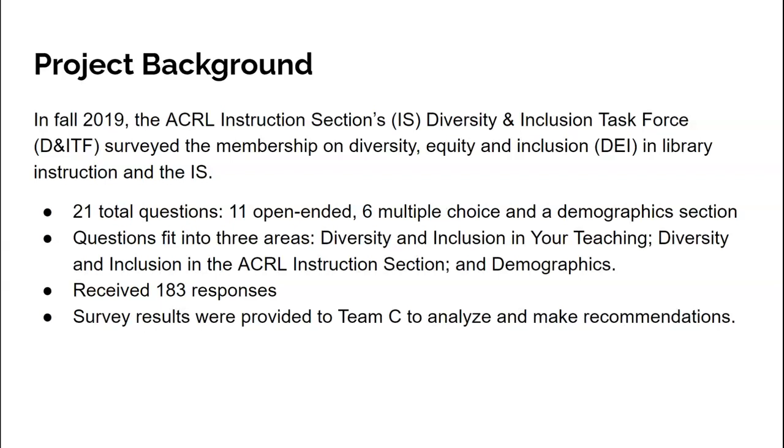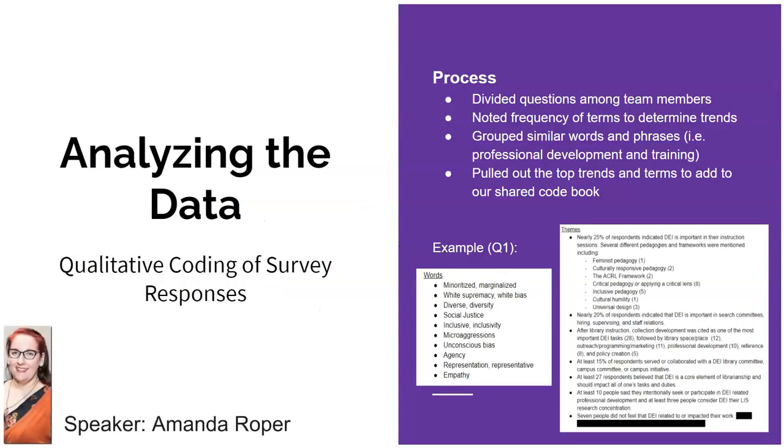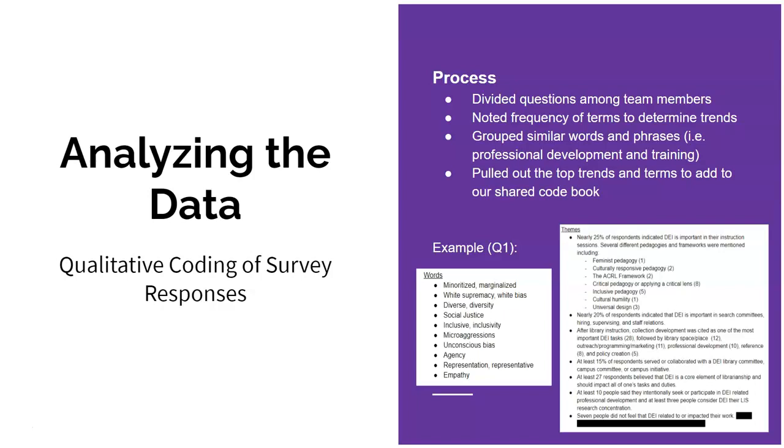183 responses were returned, and Team C was tasked with analyzing the survey data and making recommendations for enhancement to the instruction section of ACRL. All team members did a cursory read of the survey and responses, and we determined that hand-coding the qualitative data would be the best approach to trace common trends and themes in the responses.